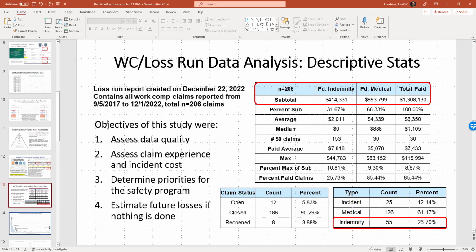It's good for you. The objectives of this study are to assess the data quality, assess the claim experience and incident cost. That should be claim cost. Claim experience and incident cost. Okay, I guess that's okay. Determine priorities for the safety program and then estimate future losses if nothing's done. That's our assignment. That's what we're going to be doing. Each week is kind of confined here.